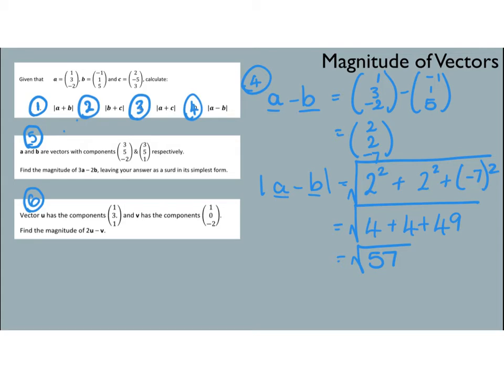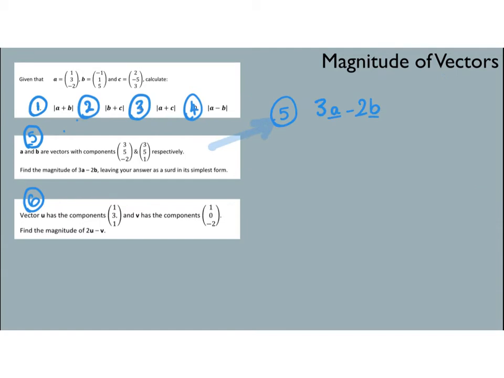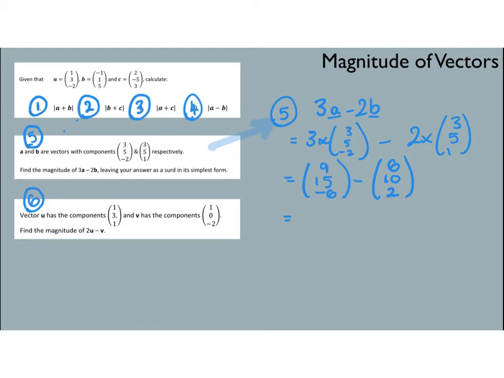Remember, I'm going to rub it out, so pause now if you need to. Okay, so with number 5, first thing I need to do is to work out 3a, so that's 3 times vector a, and I need to take away 2 times vector b. Okay, so that's those multiplied out, so I just need to do the takeaway now. 3, 5 and minus 8.